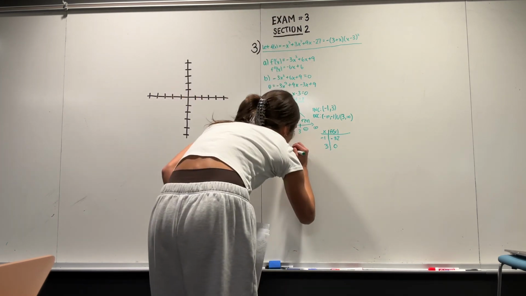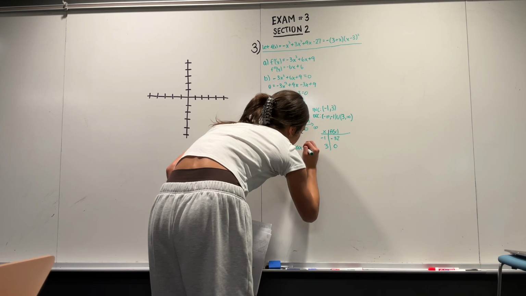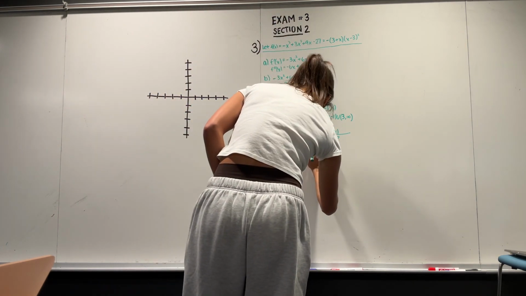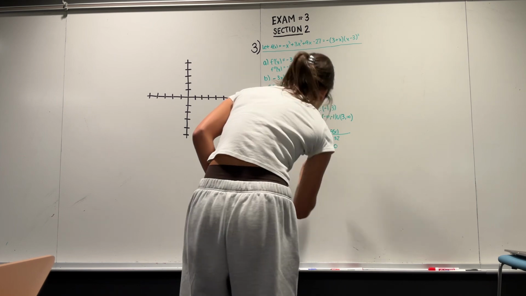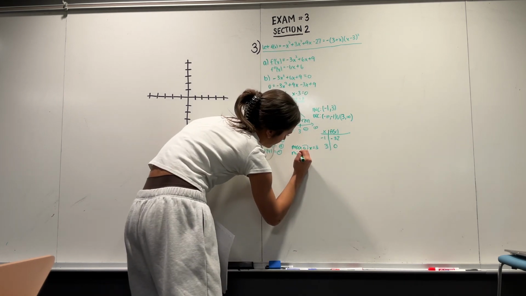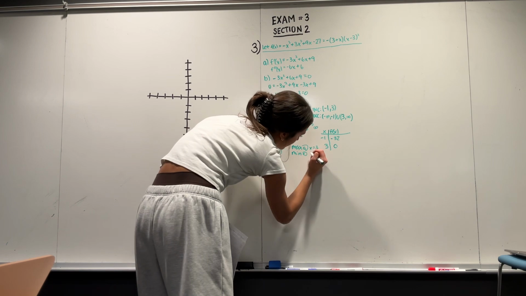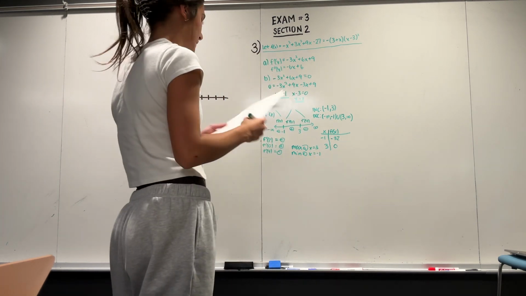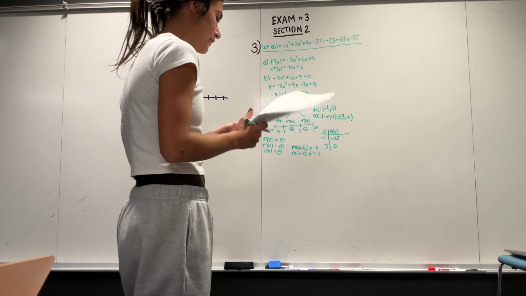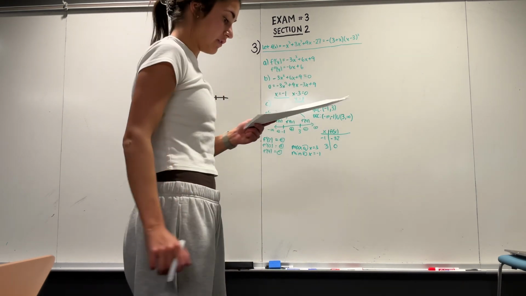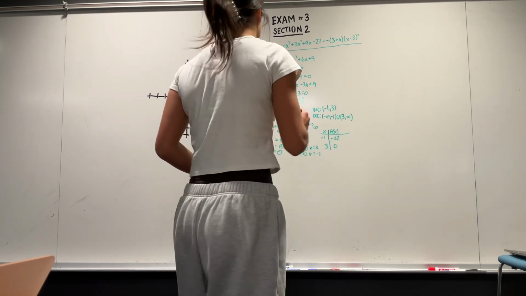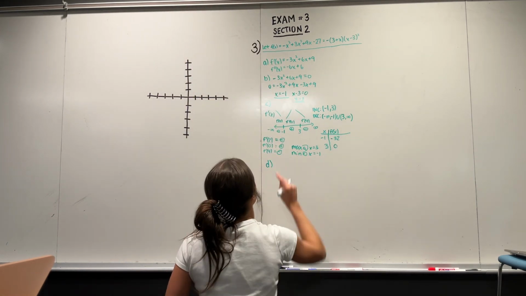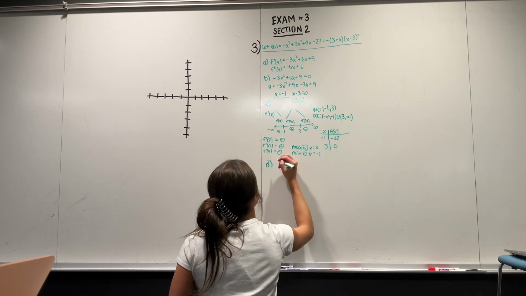So the max is going to be at x equals 3, and then the min is going to be at x equals negative 1. So that's all C. And then D is find all of the possible inflection points. So for D, when you find the inflection points, you're going to use the second derivative.